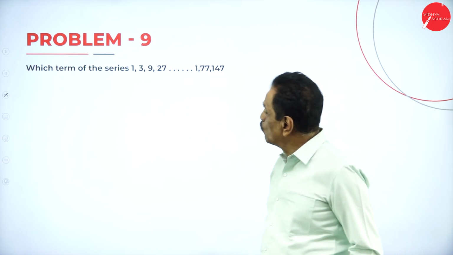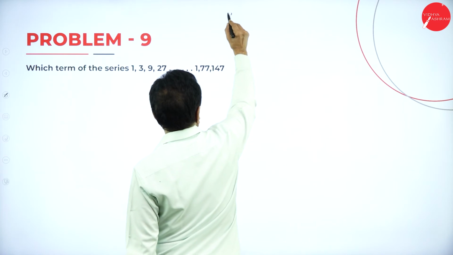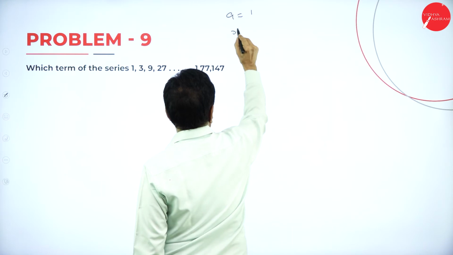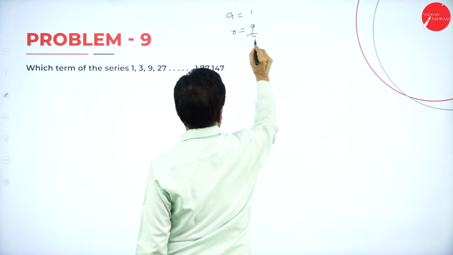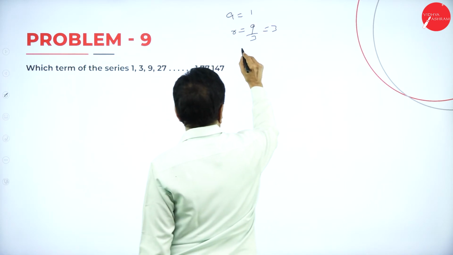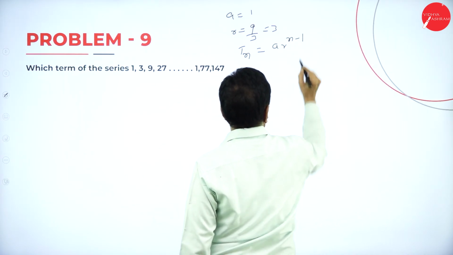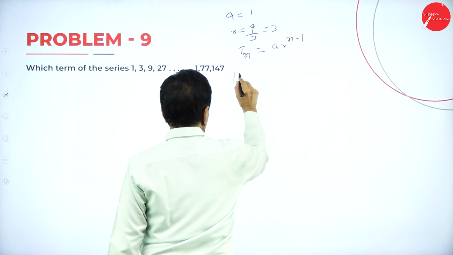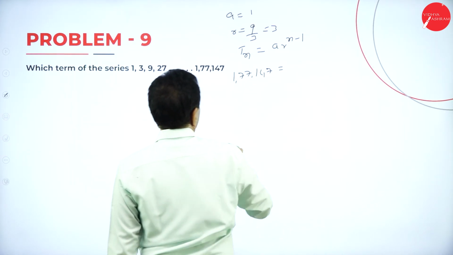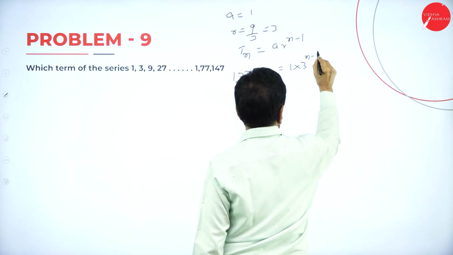Then 1, 3, 9, 27. So your a is 1, and r is 9 divided by 3, which is 3. So apply Tn is equal to ar to the power of n minus 1. 177,147 into 1. What's your r? 3 to the power of n minus 1.